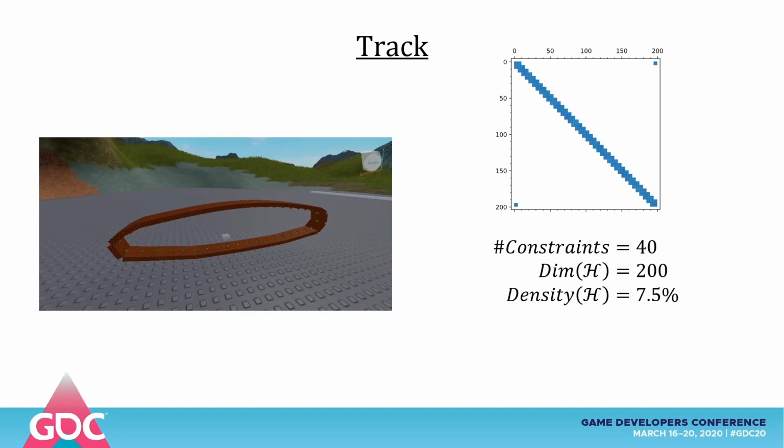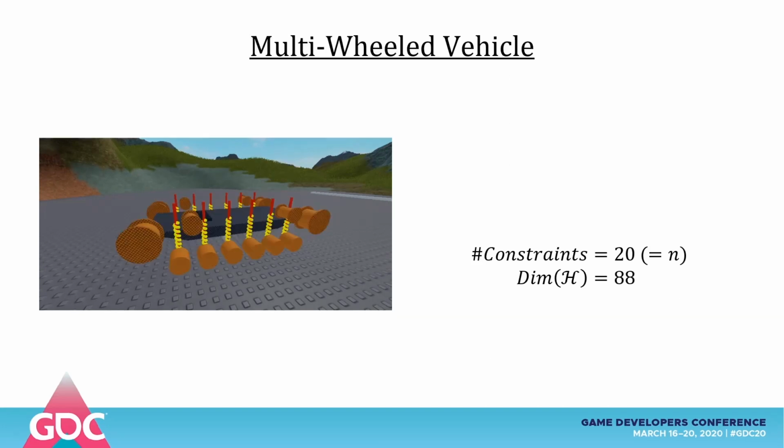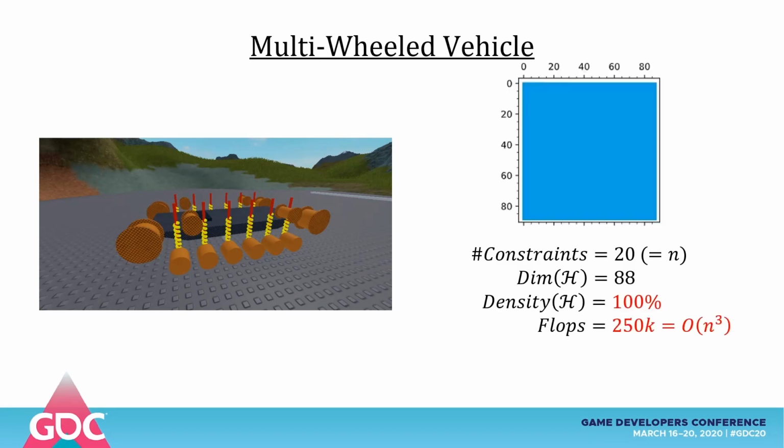Such a system is easily decomposed using LDL. Sparse LDL processes this matrix in 43,000 operations. In fact, it has linear complexity in the number of constraints in the track. On the other hand, the body of the vehicle has a totally different constraint matrix. It has only 20 constraints, which are mostly hinges, and its dimension is 88. But the density of the constraint matrix is 100%. It takes 250,000 operations to decompose. The complexity here is n cubed in the number of wheels.